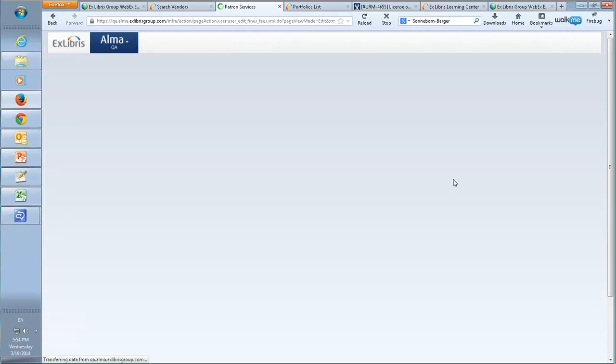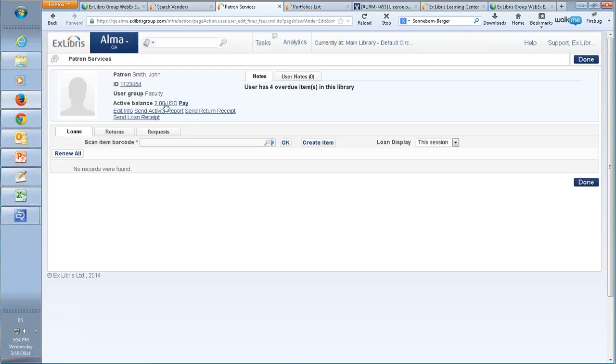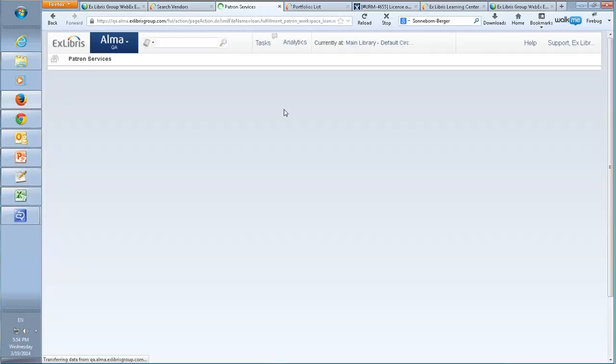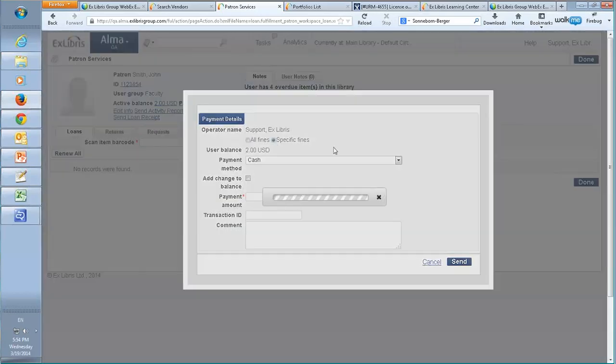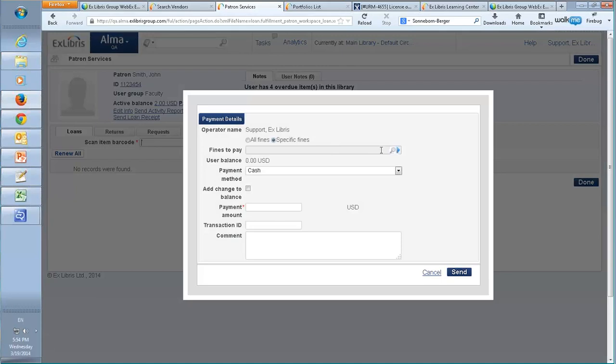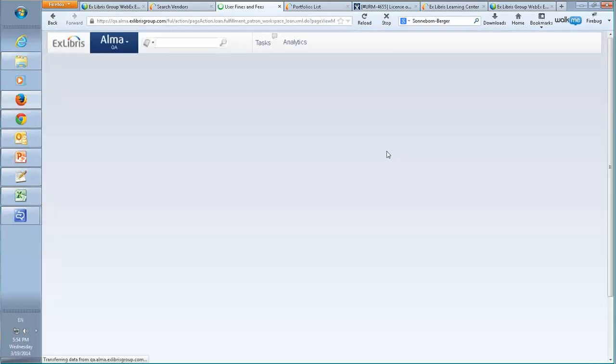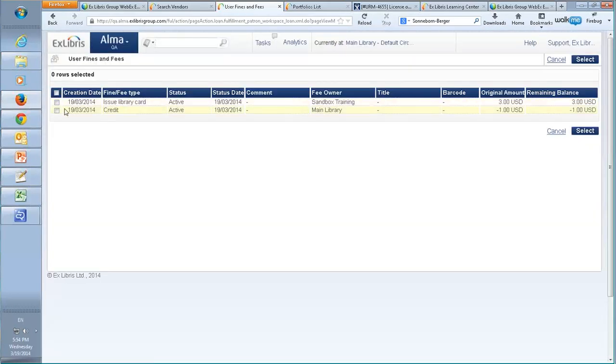Okay. Now let's say John Smith wants to settle his debts with the library and pay off these $2. So pay specific fines. And here, when we select again fines to pay, we can select the credit as well. Okay, so that means instead of paying $3 for the library card, he's only going to be paying $2 because we've selected the credit and the fee.